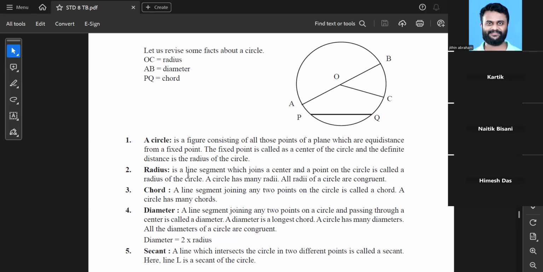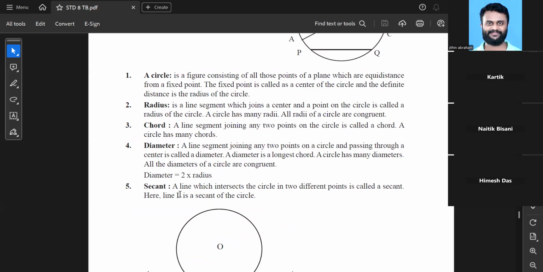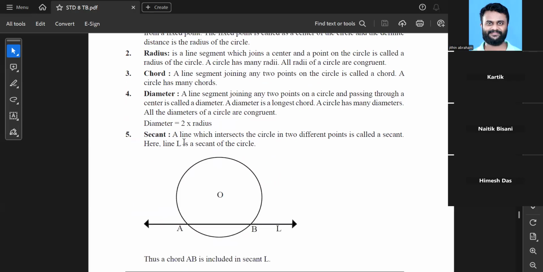What is a radius? I've already explained what a radius is. What is called a chord? That also I have explained. What is a diameter? That also I have explained. What is a secant? Secant is what?